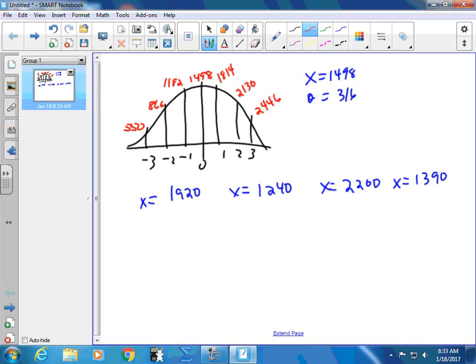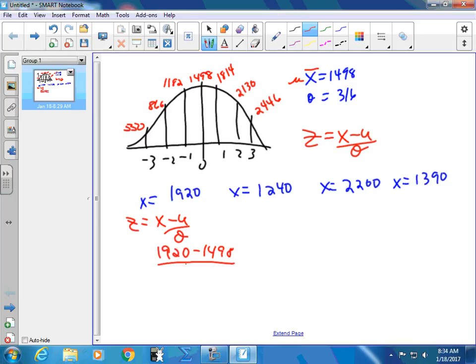So our scores are ranging from 550 to 2446, because it's a pretty good size of a standard deviation. Now, if you remember back, your z-score formula is x minus the mean over the standard deviation. So now, to find the z-score, I use my x value, 1920, minus the mean over my standard deviation.